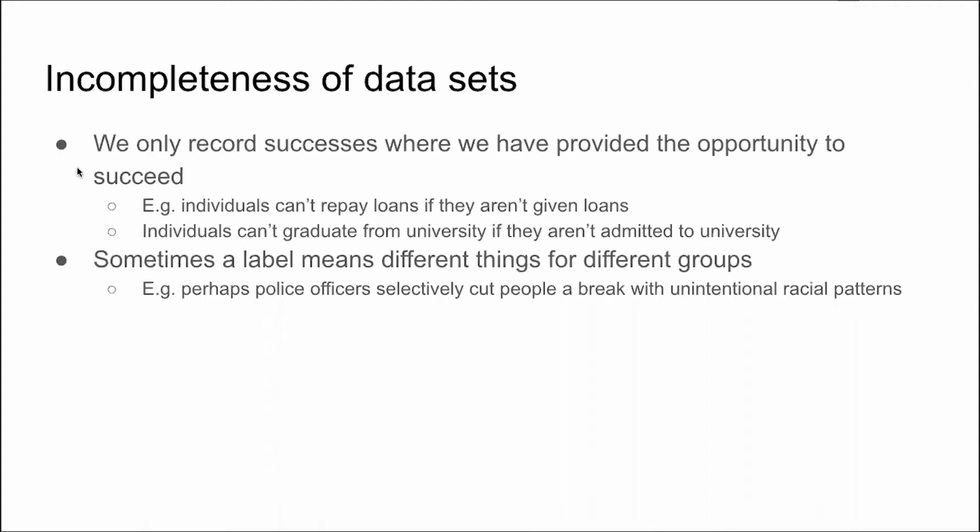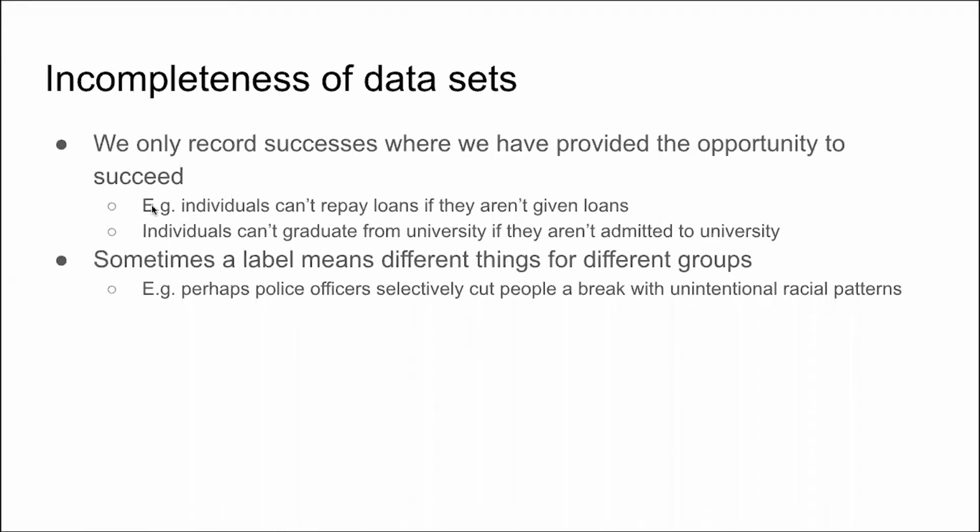So if we're thinking again about a financial example like the Apple Card, perhaps when Apple or Goldman Sachs was trying to model who was a good risk and who wasn't, they were using existing data sets, but those data sets were built based on existing decisions.